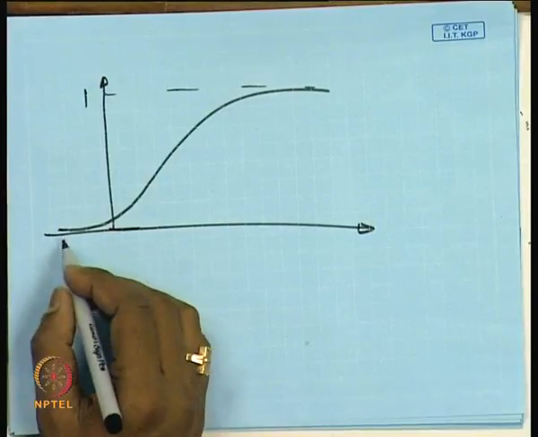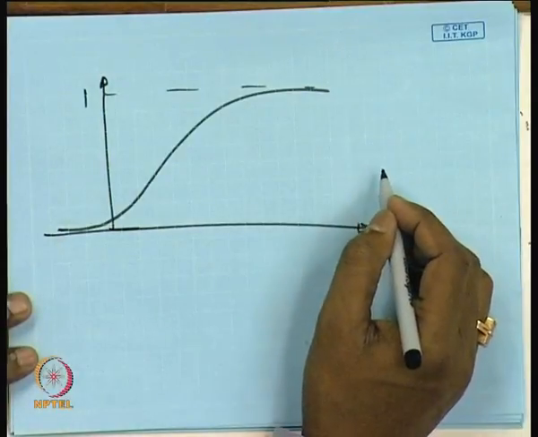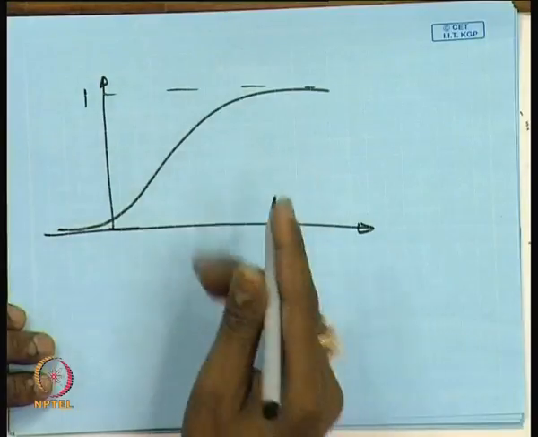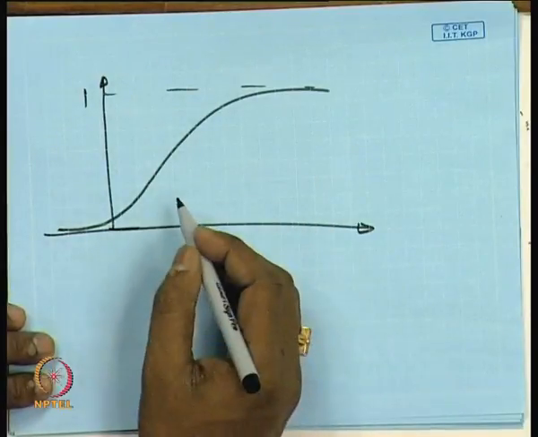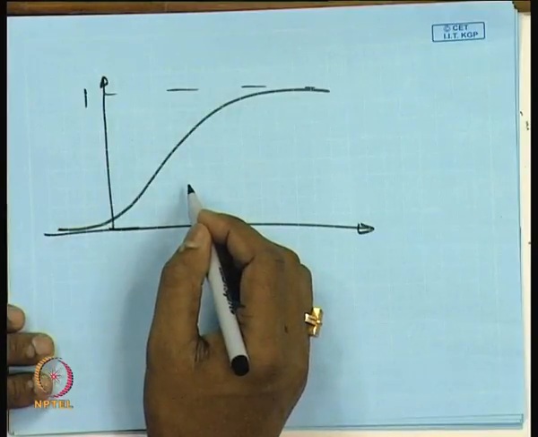It should, from the left extreme of the support, start from 0, and at the right extreme of the support it should reach 1. So that is the range of this CDF. But the other thing that we have already seen is that this function is a non-decreasing function.